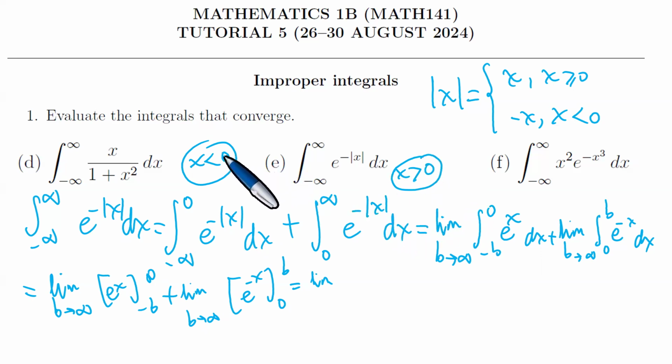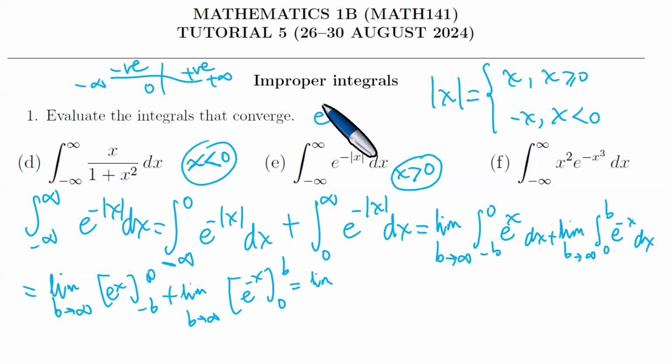So when x is negative, the absolute value of x is negative x. You get the point? Between minus infinity and 0, these are negative numbers, but from 0 to positive infinity, these are positive numbers. So e to the minus the absolute value of x, for negative x, becomes just e to the power x. So this one is going to be e to the power x.